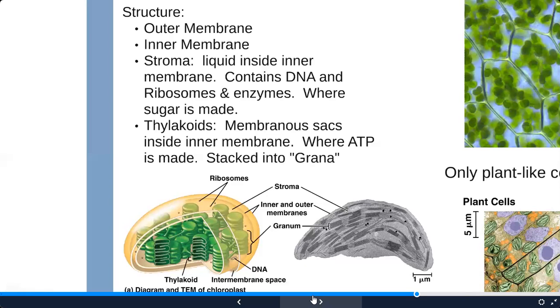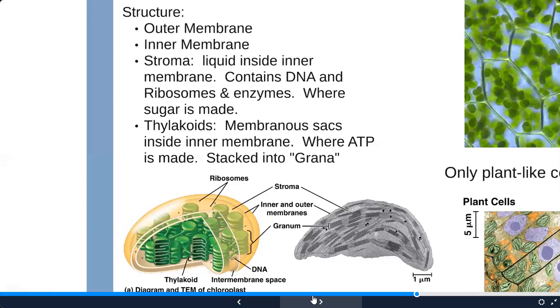So the stroma has all the enzymes, it has plasmids, it has ribosomes, and it has DNA. And the stroma is where the light independent reactions take place. So that's where sugars are made, where the Calvin cycle occurs.